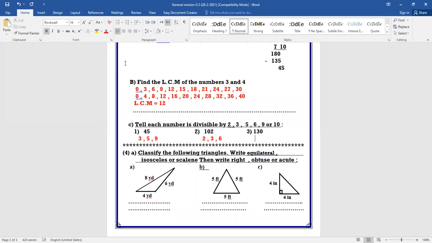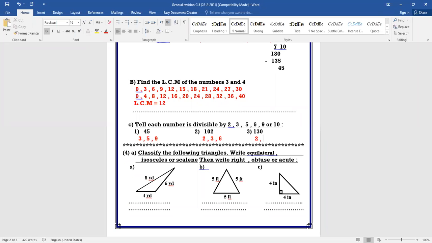130. Divisible by 2? Yes, because it's an even number. Divisible by 3? Add its digits: 1 plus 3 plus 0. 1 plus 3 equals 4, and 4 plus 0 equals 4. Is 4 divisible by 3? No. For that, this number is not divisible by 3.